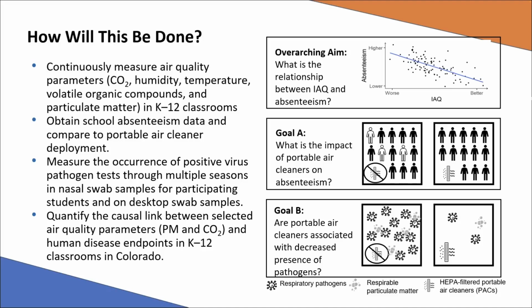One is using continuous IAQ sensors that measure those parameters and particulates in classrooms across Colorado, with and without air purifiers. Schools have been matched by size, location, and grade levels, with some that have purifiers and some without. They will obtain school absenteeism data and compare it to portable air cleaner deployment, and then measure the occurrence of positive respiratory viruses through multiple seasons with nasal swabs of participating students, as well as desktop swab samples.